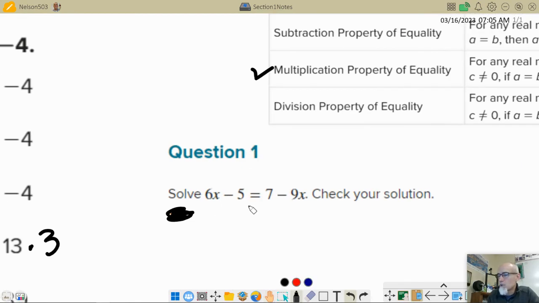So how do we solve that equation? Well, you could subtract 6x from both sides, or you could add 9x to both sides. Probably most people feel comfortable adding 9x.